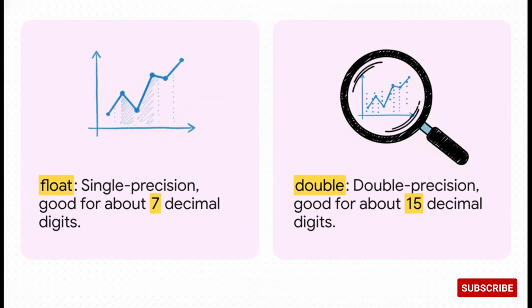But what happens when you need to work with fractions or decimals? Well, that's where your floating point types come in. A float gives you about 7 digits of precision, which honestly is great for a lot of applications. But if you need that extra bit of accuracy, say for financial or scientific calculations, double is your go-to, with around 15 digits of precision.